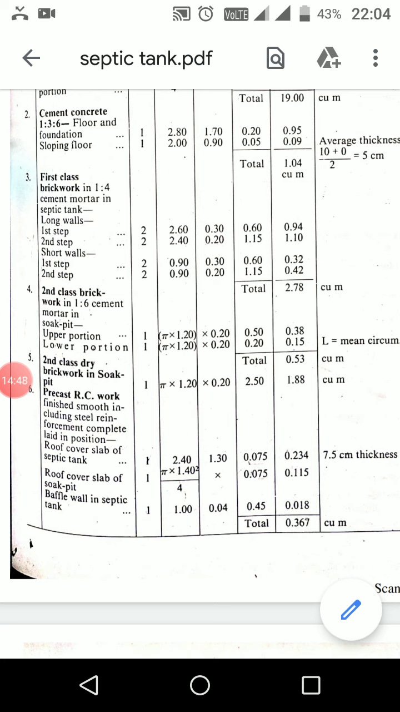Okay, so similarly in the short wall, always for the short wall you need to consider end to end dimension, correct? So that is two numbers 0.9 meters will be the length and breadth is 0.3 and height will be 0.6. And second step, two numbers 0.9 same into in dimension, breadth is 0.2 and height will be same. So the total quantity of first class brickwork here 2.78 cubic meters, correct.